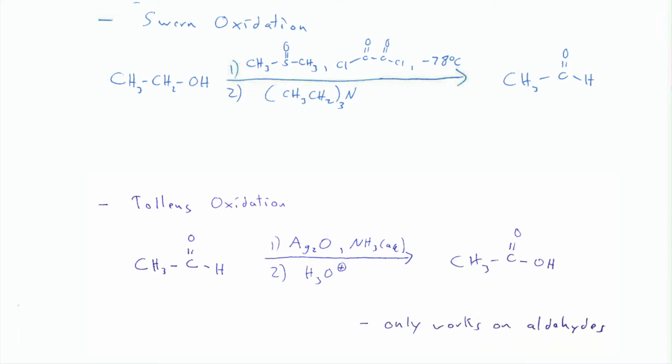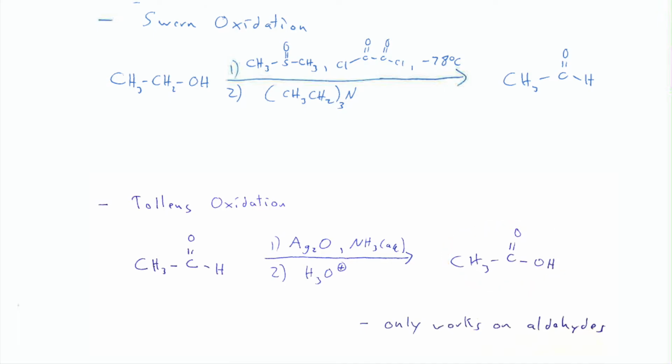Another really special and interesting oxidation is the Tollens oxidation. The Tollens oxidation is very specific because it only oxidizes aldehydes. So here I've got acetaldehyde, and again, aldehydes can be oxidized, right? You have that carbonyl carbon that has a hydrogen attached to it, so it can be oxidized once up to a carboxylic acid. And that's exactly what's going to happen.